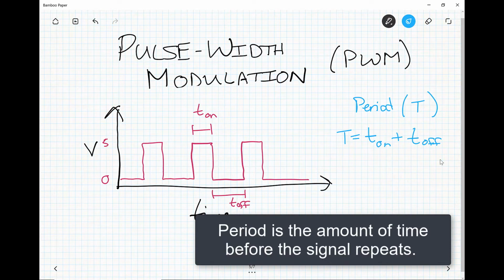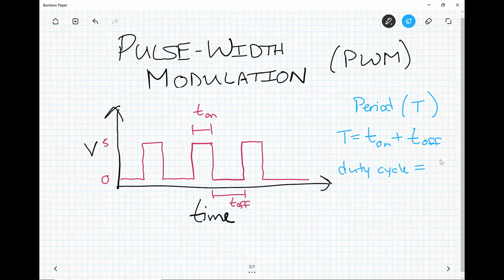Okay. What I'm saying is, in pulse width modulation, we modulate T on. We can change the amount of time that the signal is high relative to the period of the signal. So that allows us to define something called the duty cycle. The duty cycle is equal to the amount of time the signal is high, T on, divided by the period, which in this case is T on plus T off. And to convert this into a percentage, it's customary to multiply by 100. So you get the duty cycle as a percentage.